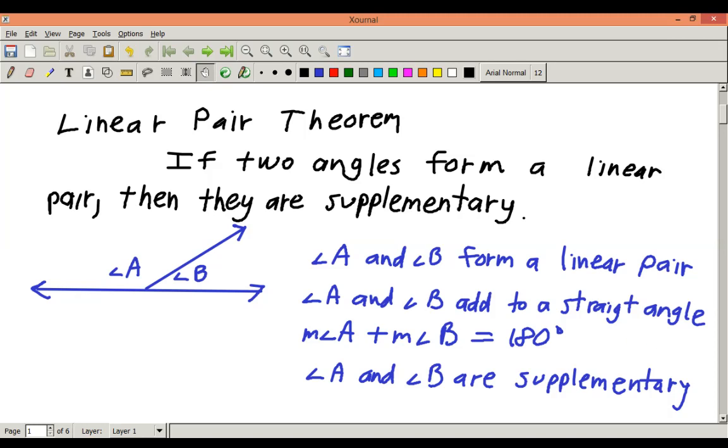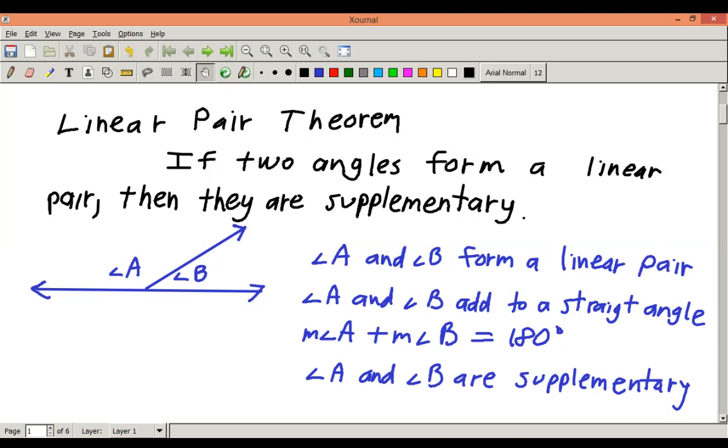Definition of linear pair. Well, now that we know those two angles add up to a straight angle, what else can we say? Well, we can say the measure of angle A plus the measure of angle B is 180 degrees, because that's what a straight angle is. That's the definition of a straight angle. And now that we know that those two angles add up to 180 degrees, we can say they're supplementary.